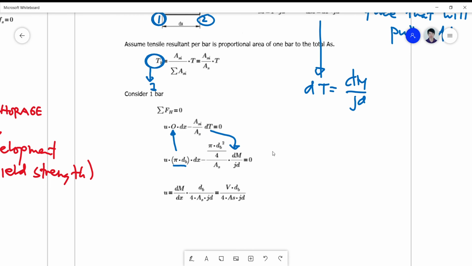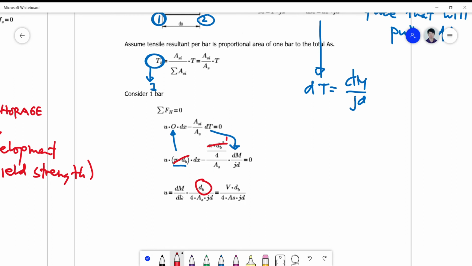Some manipulations further will give you u is equal to dM over dx. If I put it on the other side, dM over dx, and then I divide the pi db squared over pi db, what remains is db. I cancel pi db there and pi db here, so I get 1 there. So this is now db divided by 4, that's 4 As jd. So we now have the complete parameters on the right side.